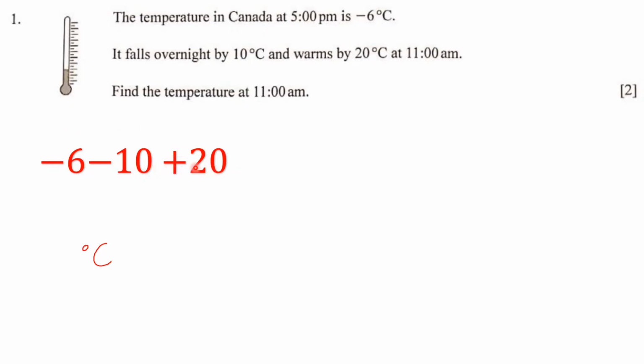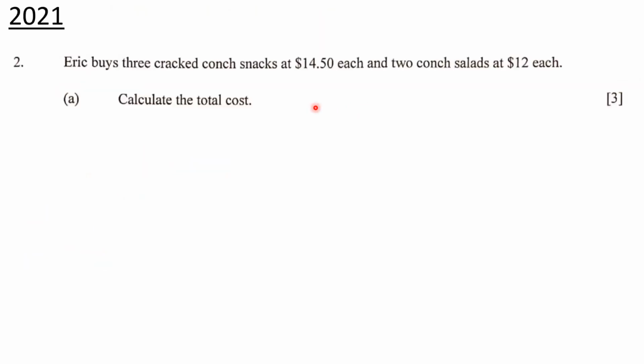And so our numerical expression that we have to evaluate here is going to be -6 minus 10 plus 20. -6 minus 10 is going to be -16, plus 20. We bring that down. And -16 plus 20 is going to be +4. And so the temperature at 11 a.m. is going to be 4 degrees Celsius. Let's move on to question number 2.